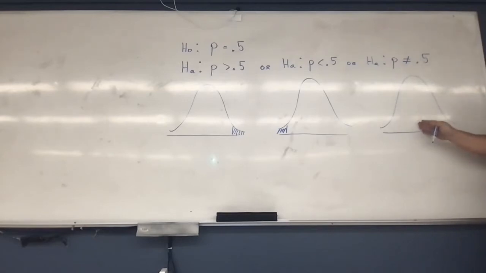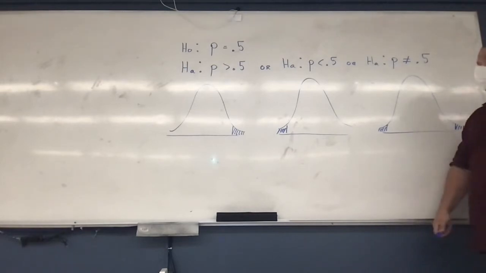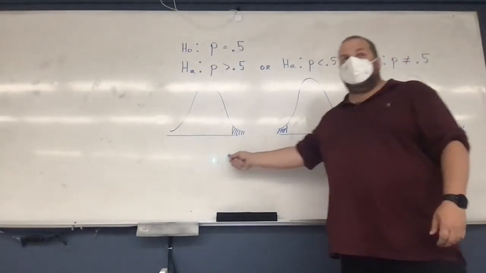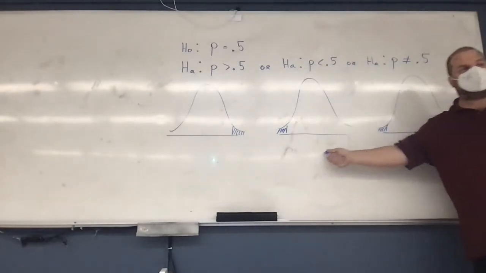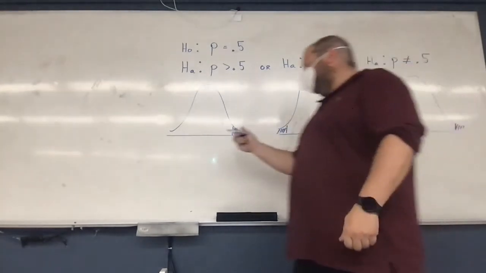Would it be on both sides? Both sides. In the case of not equal to, any results on the far left or far right would lead me to conclude that the null hypothesis is most likely wrong, and therefore I'm going to reject it. So we call this a right-tailed test, a left-tailed test, and a two-tailed test for the hopefully obvious reasons.